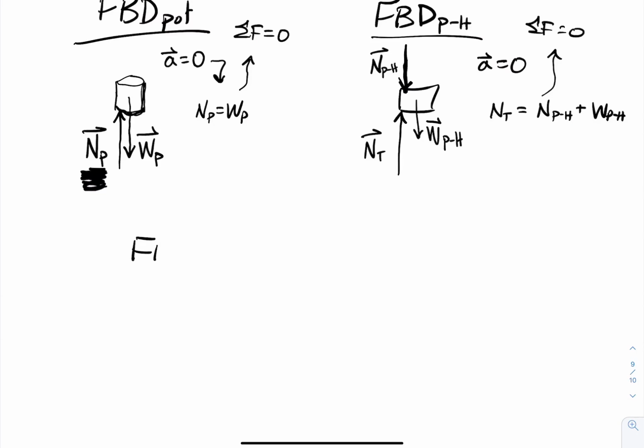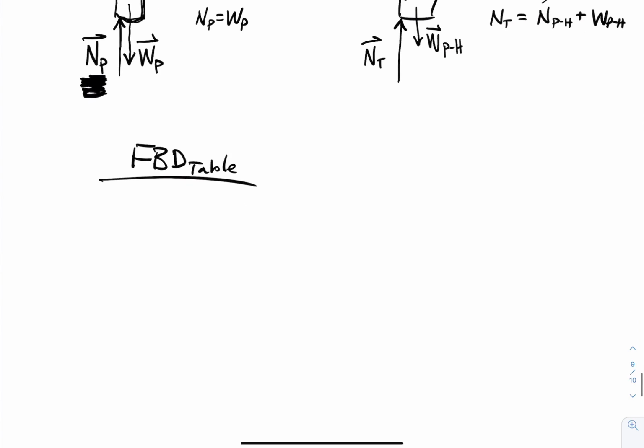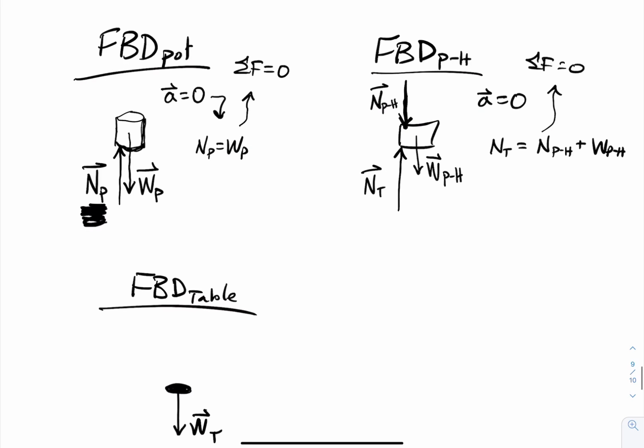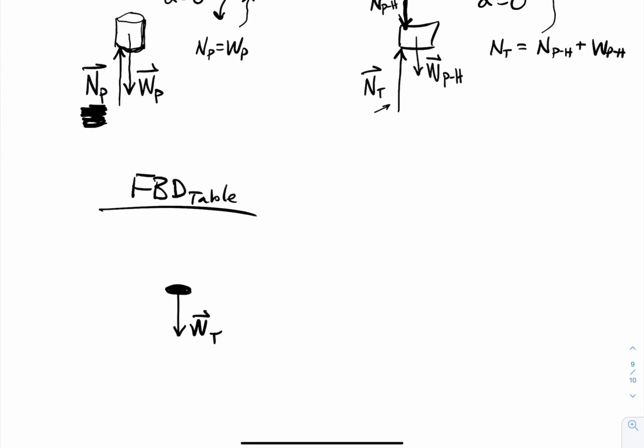Finally, we could do an FBD of our table. Here's our table. The table has a weight. The table will have the normal force from the potholder acting on it. It will be the same length as that one. Normal on the table due to the potholder.